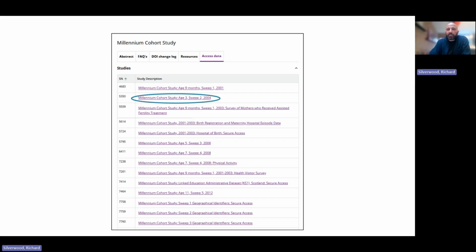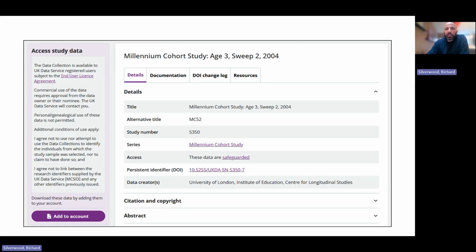So let's say we want to access this data set, MCS age 3 sweep 2 from 2004. If we click on the link there, it takes us onto the page for this data set. Again, lots of information there on this first tab with details. If we scroll down, the next tab will give us a list of the documentation that's available with this data deposit, including the user guide, the questionnaire, etc. We'll discuss some of these later on. You can access those directly here without having to download the data, but all of that documentation will come as part of your download once you do download the data anyway. So if we want to access these data, we click the button here in the bottom left to add this data set to our account.